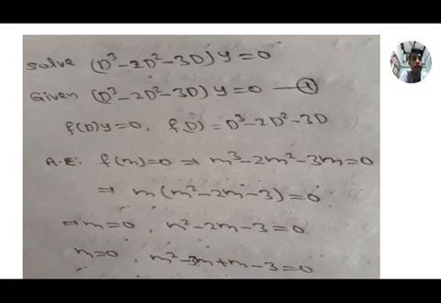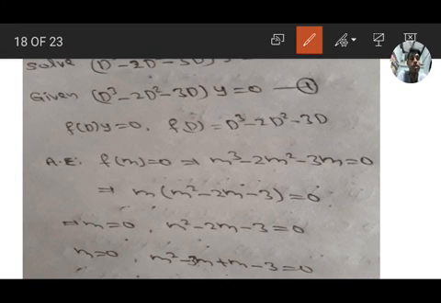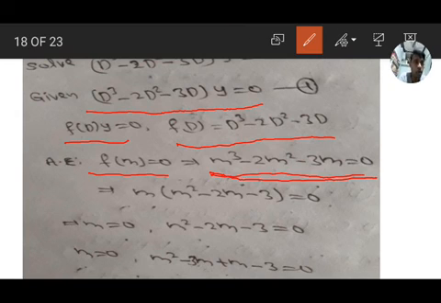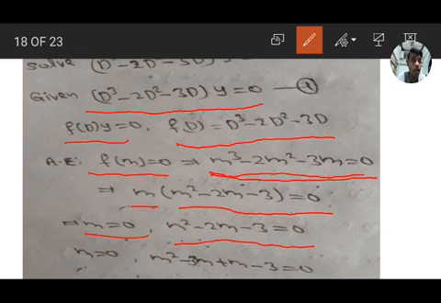Solve (d cube minus 2d square minus 3d) of y equal to 0. So the given differential equation is (d cube minus 2d square minus 3d) of y equal to 0. Compare with f of d of y equal to 0, where f of d equal to d cube minus 2d square minus 3d. Then the auxiliary equation f of m equal to 0, that is m cube minus 2m square minus 3m equal to 0. Here all the terms have no constant term, m is there, so m is common. So m equal to 0 or m square minus 2m minus 3 equal to 0, and we factor.